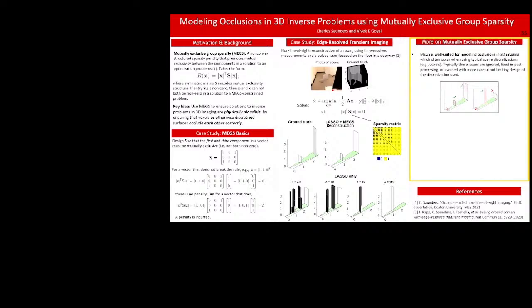MEGS is well suited for modeling occlusions in 3D imaging, and typically these issues are just ignored or fixed in post-processing. We also find that MEGS ensures the solution is physically plausible during the optimization problem, which acts as a prior that improves the final solution and often results in less bias than you would have using other regularizers. The implementation of MEGS is straightforward, and there are fast algorithms that exist to solve MEGS regularized or constrained problems.